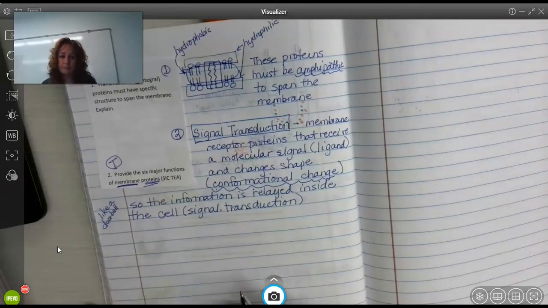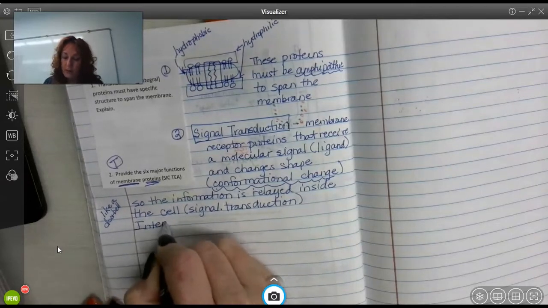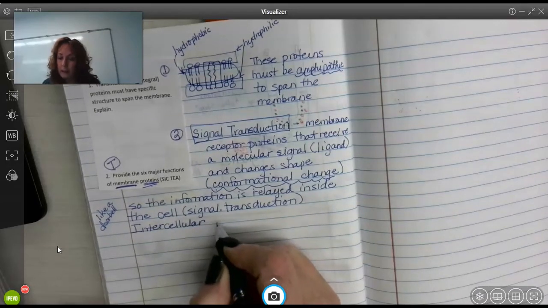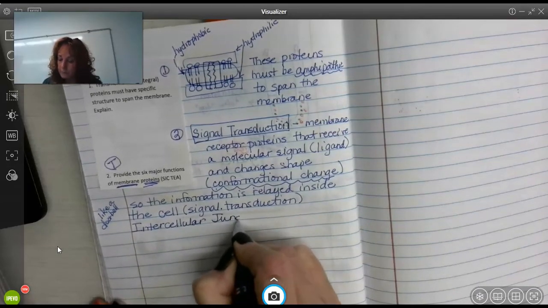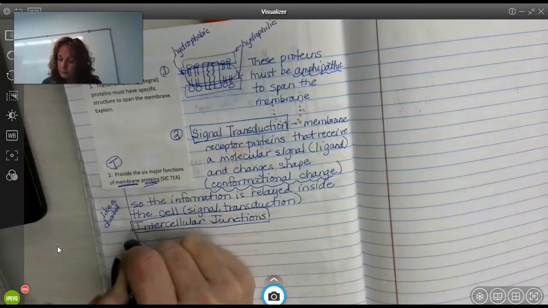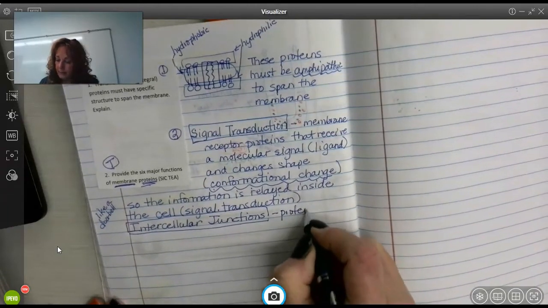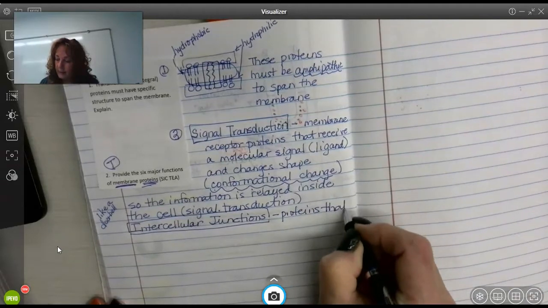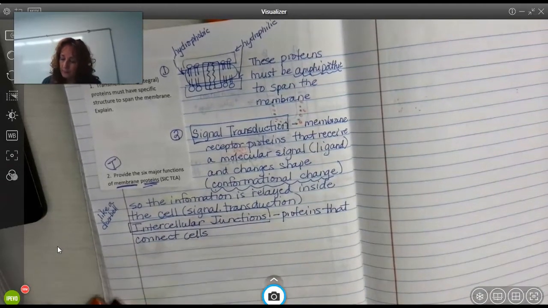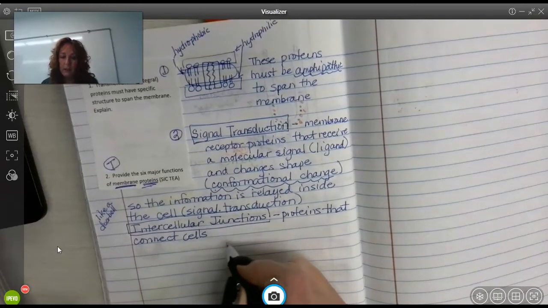So think about it like a doorbell. So the next one, they're called inter, which means between, cellular joining junctions. We just learned about those. So these are going to be proteins that connect cells. So we showed before an example would be any of the junctions.